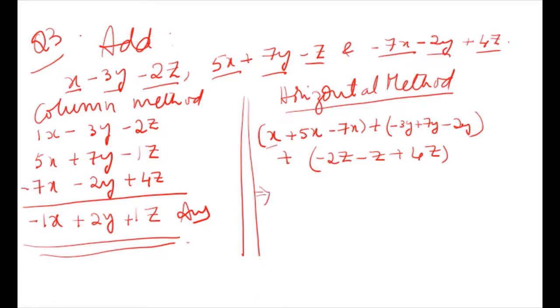So this becomes plus x plus 5x is 6x. 6x minus 7x is minus x. Minus 3y plus 7y is plus 4y. Plus 4y minus 2y is plus 2y. Then minus 2z minus z is minus 3z. Minus 3z and plus 4z is plus z. So that is the answer. Clear, children? Now let us do another question.